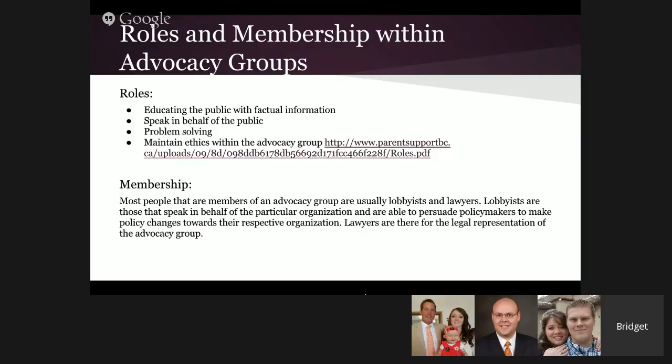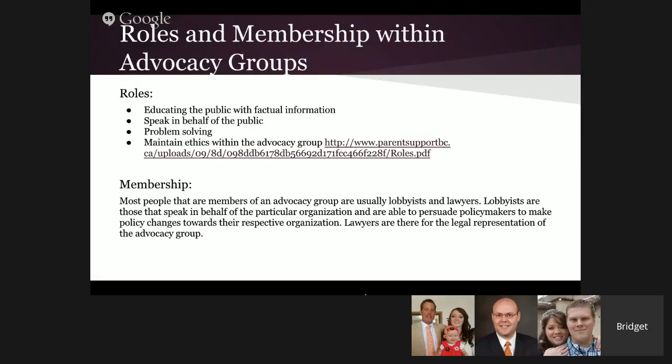Members of advocacy groups are usually lobbyists and lawyers. Lobbyists are those that speak on behalf of the particular organization and are able to persuade policymakers to make policy changes towards their respective organizations. Lawyers are there for the legal representation of the advocacy group.